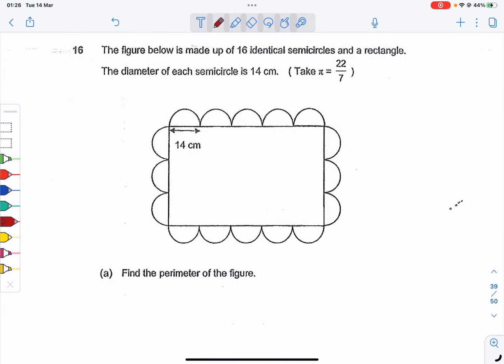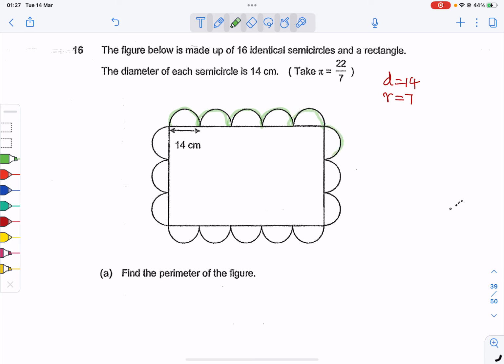Question number 16. The figure below is made up of 16 identical semicircles and a rectangle. The diameter of each semicircle is 14 cm. So diameter is 14, radius will be 7. First A, they want to find the perimeter of the figure. So it's given there's no straight line. Okay, we can say that this thing, 16 of them, there's no straight line.